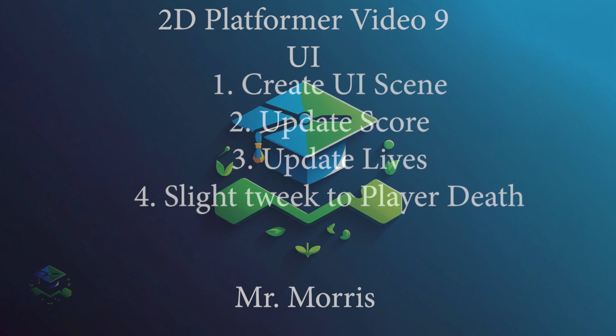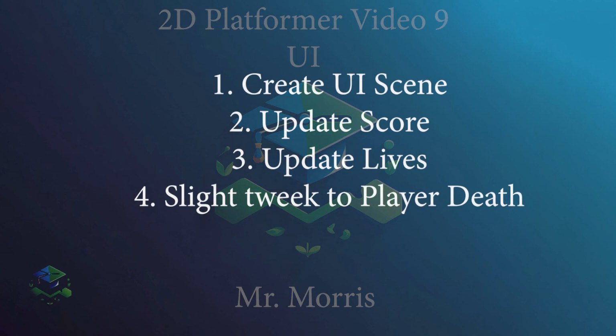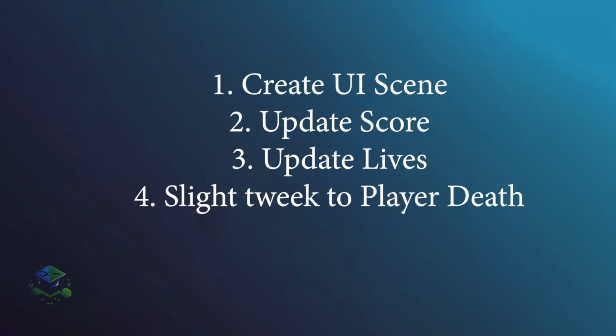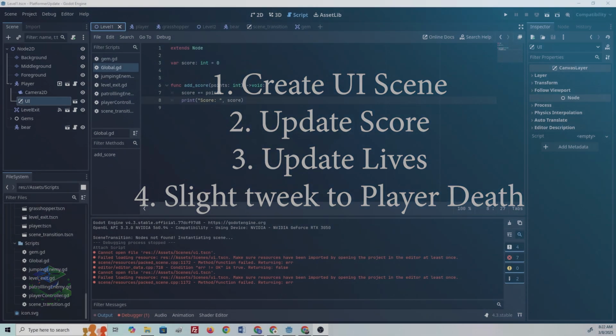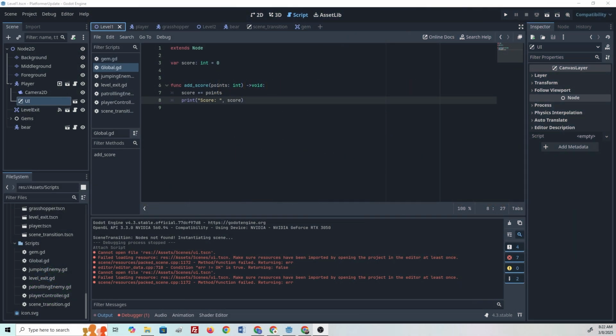So in this video we're going to create a UI system that's going to display on screen, update the scores so that it's not displaying or updating only in the output anymore. We're also going to update the lives, and we'll add a little extra to the player character that I missed while creating it the first time around. Okay, so let's get started.